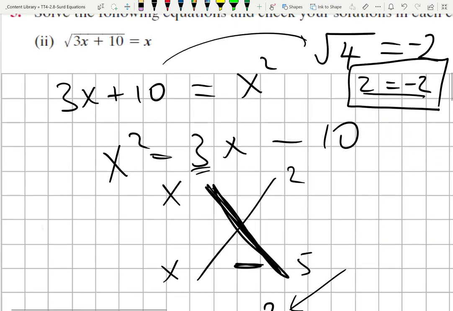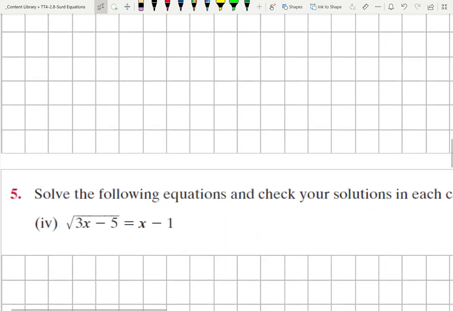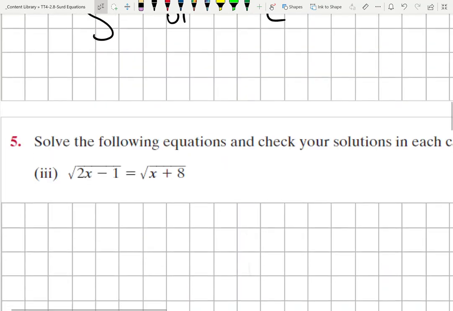So the other one to check if you want is 5. 3 5s is 15 and 10 is 25. So you get square root of 25 equals 5. And that's a valid solution. So you just keep the one solution.